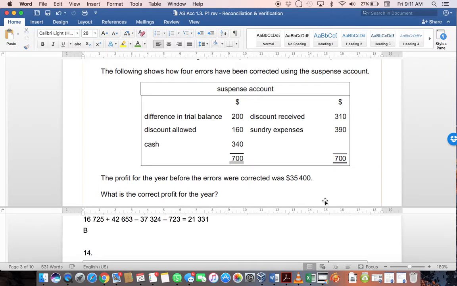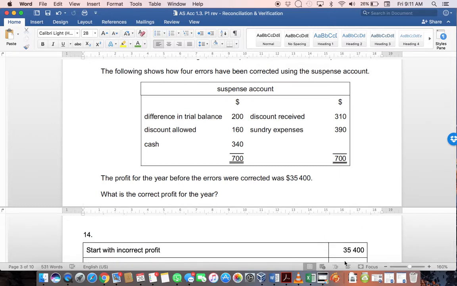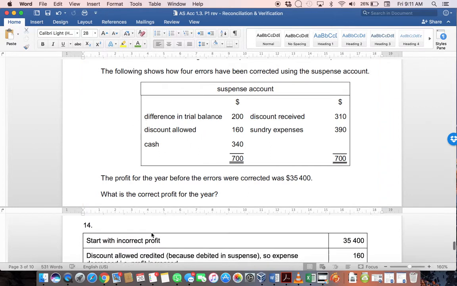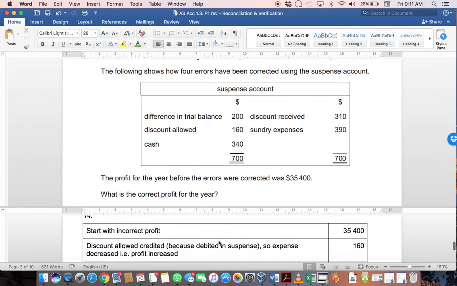Again, I'm going to try and work it out before I look at the answers that are supplied. I'm obviously going to want to start with the incorrect profit, and then I'm going to look at all the corrections and see whether they would increase or decrease my profits. If we look at discount allowed over here, remember I said if we are debiting the suspense account, it means I'm crediting discount allowed. And if I'm going to credit my discount allowed, it means that my expense is actually decreasing. And if my expense is getting smaller, it means profit increases. So I would add 160.